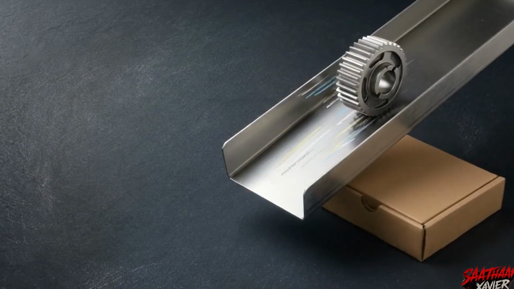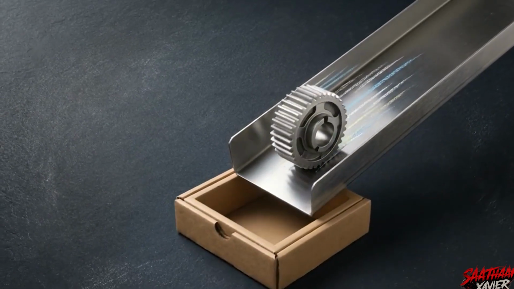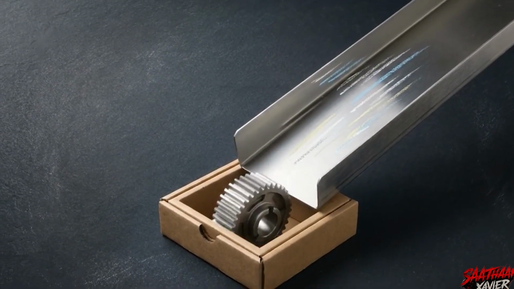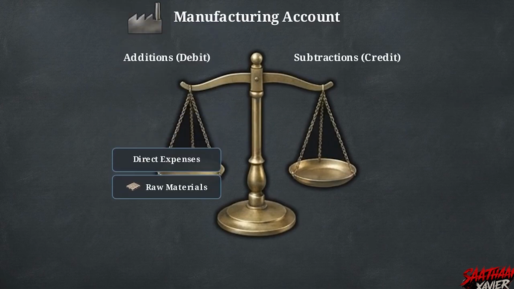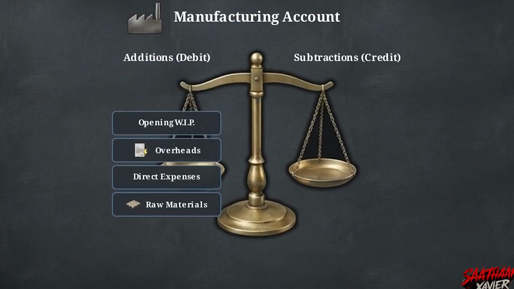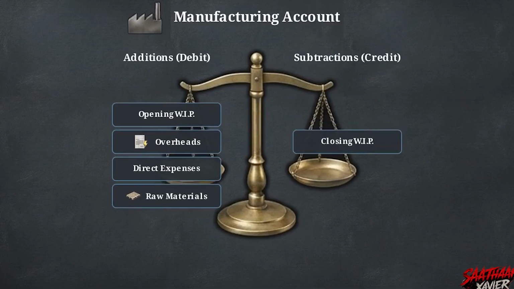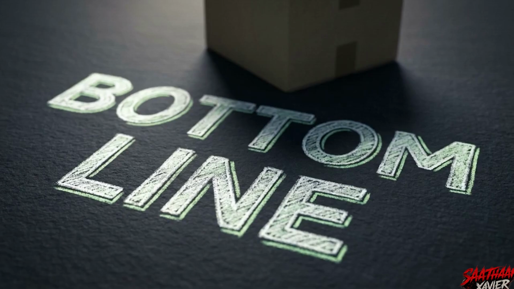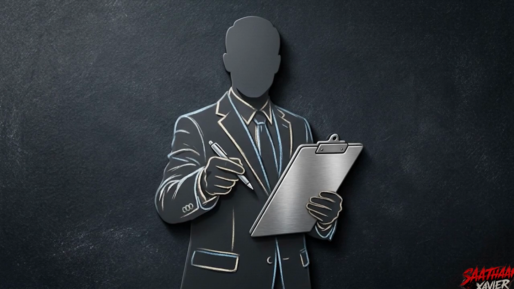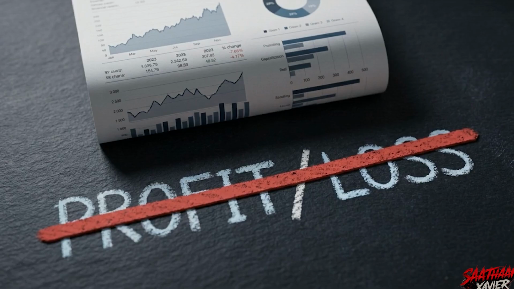All of this calculation leads to a single physical outcome, the fully finished product, boxed and ready for the customer. Inside the manufacturing account, we have run a grand tally. We've aggregated the raw materials, the direct expenses, and the overheads. We added the opening work in progress, and we subtracted both the closing work in progress and the sale of any byproducts. This entire process yields one ultimate balancing figure: the cost of finished goods. Remember this crucial rule. The manufacturing account exists solely to determine this cost and assess the efficiency of production. It will never show a profit or a loss.